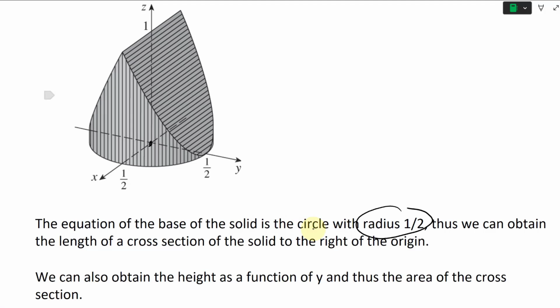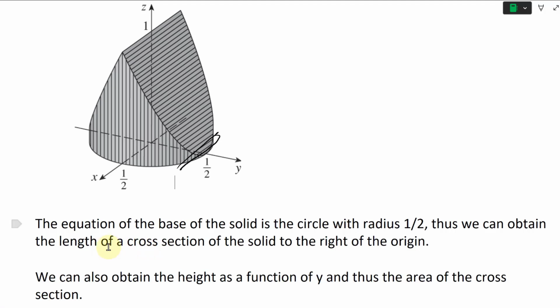Alright, then going further, the equation of the base of the solid is the circle with radius 1/2. So basically the bottom is just a circle, and the radius is 1/2 or 0.5. So we can use that. Thus we can obtain the length of a cross section, because we know the equation.